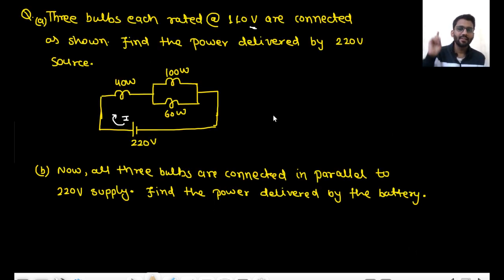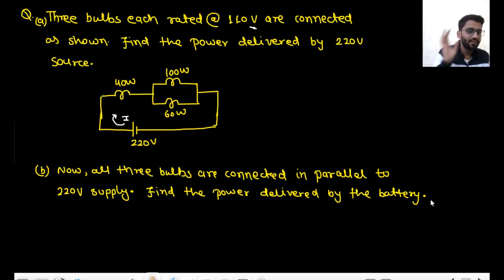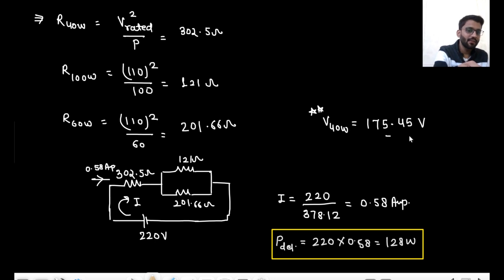What was the rated condition? This was the rated condition. Rated condition was 1110 volt. So there is a high chance that this bulb may burn out because rated was 1110 volt. Now you are giving it 175.45 volt. So there is a very high chance that this bulb may burn out. Are you getting my point?